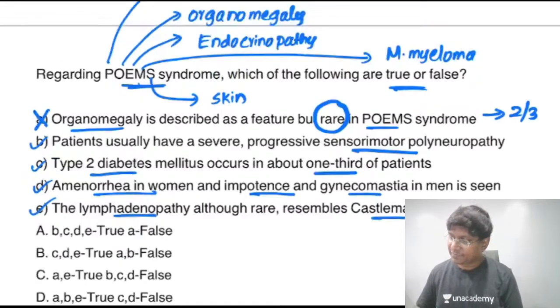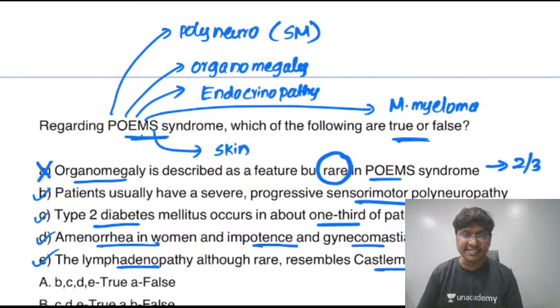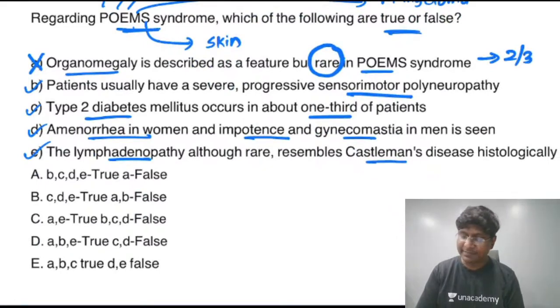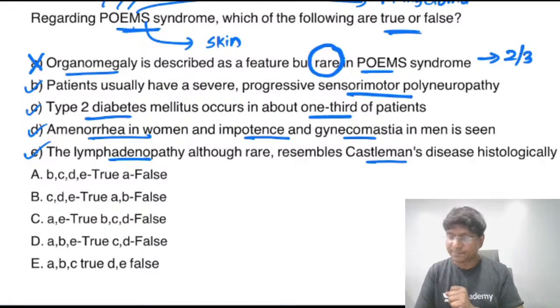And they will have polyneuropathy, and the type of polyneuropathy is sensorimotor polyneuropathy. Type 2 diabetes mellitus occurs in one-third of patients. Yes, that is the correct statement. And taking endocrinopathies, yes, amenorrhea will be there in women, whereas in men there is impotency as well as gynecomastia.